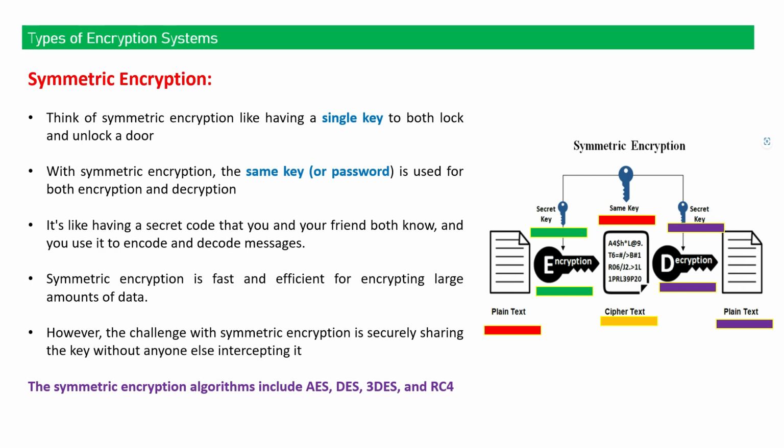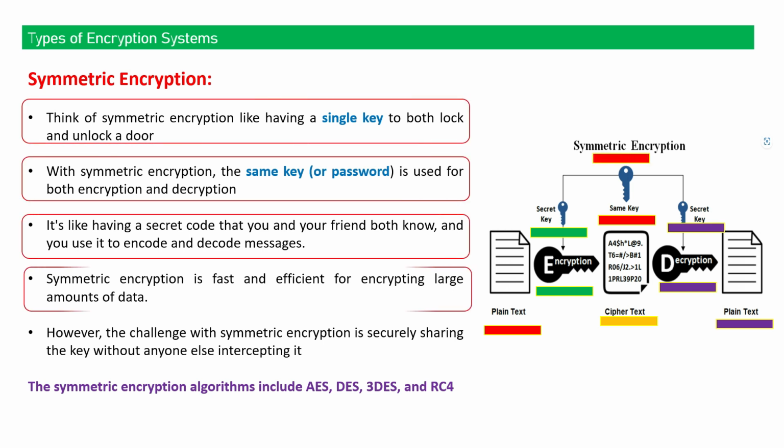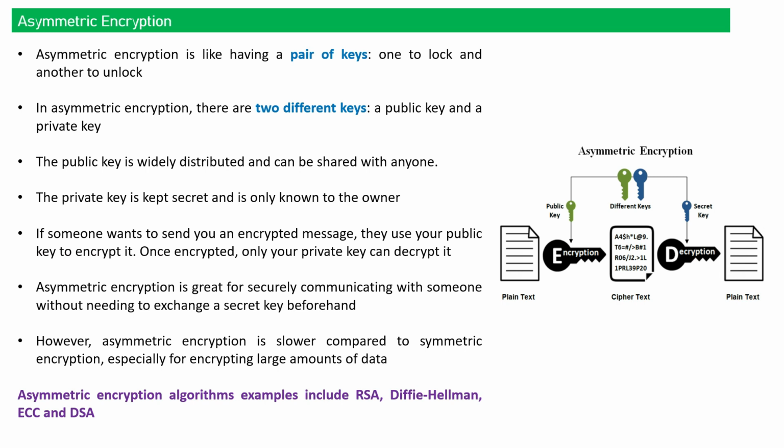So this is one of the challenges of symmetric encryption. Some examples of symmetric algorithms are AES, DES, 3DES, and RC4. These are some examples of symmetric encryption. So if anywhere you see these kinds of algorithms being used, that means they are using symmetric encryption.